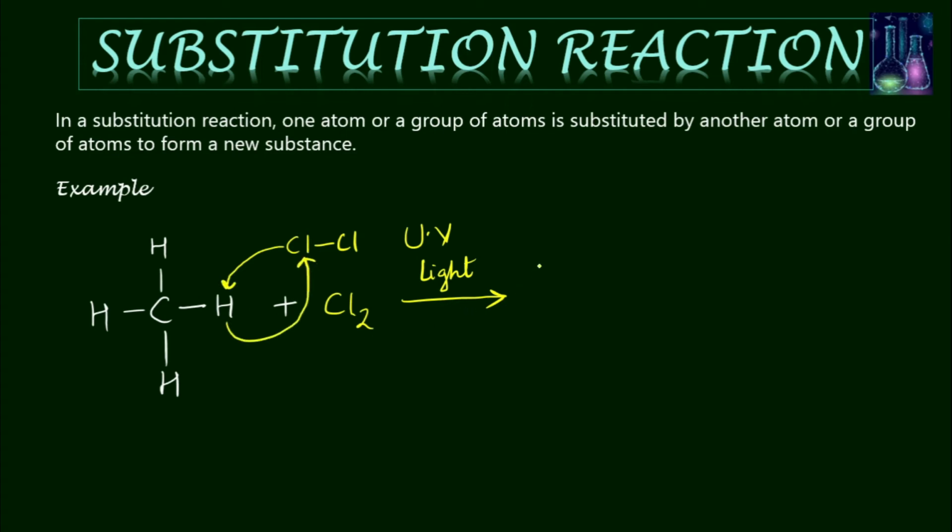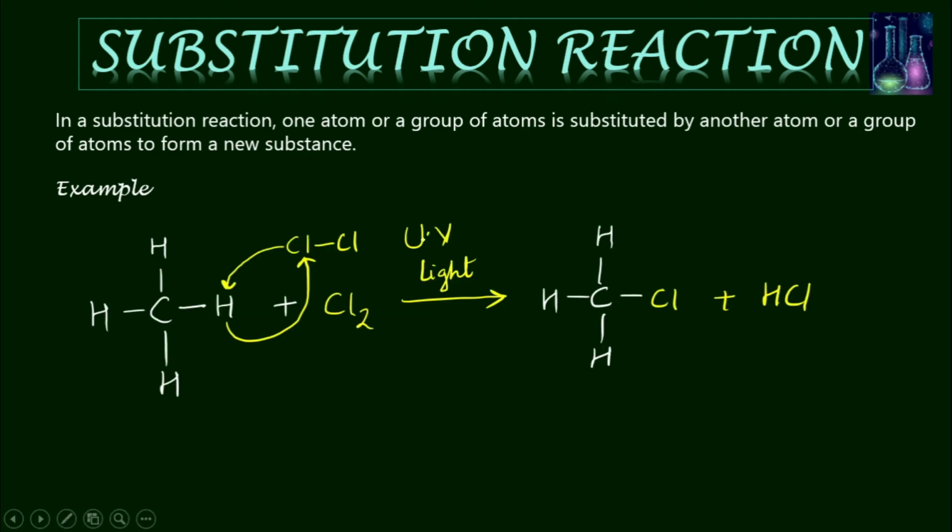and the product formed is CH3Cl plus HCl. So here one hydrogen is replaced by a chlorine atom, and therefore this is a substitution reaction. The necessary condition here is ultraviolet light.